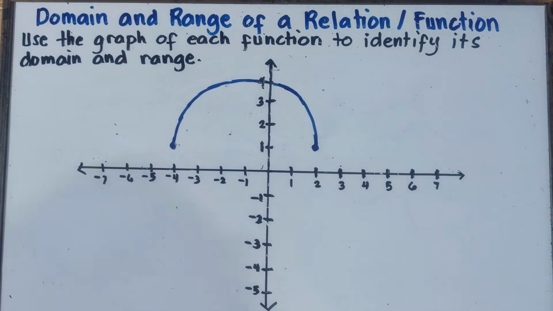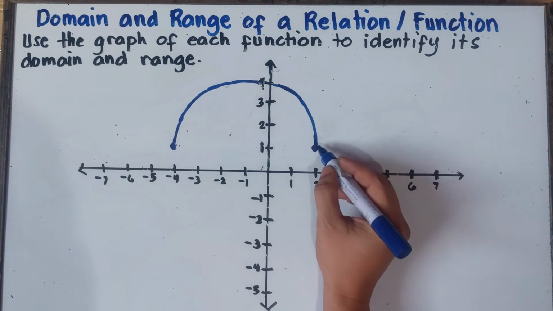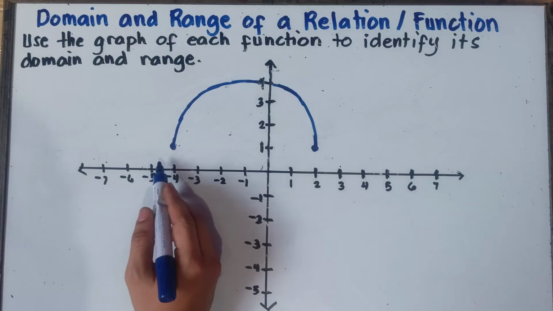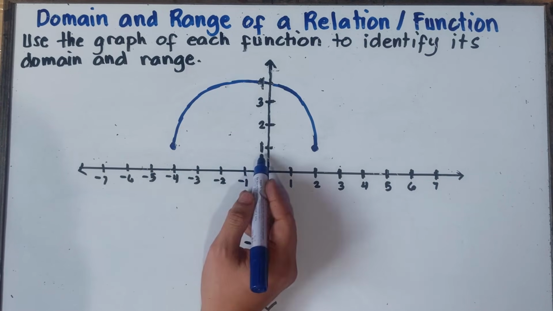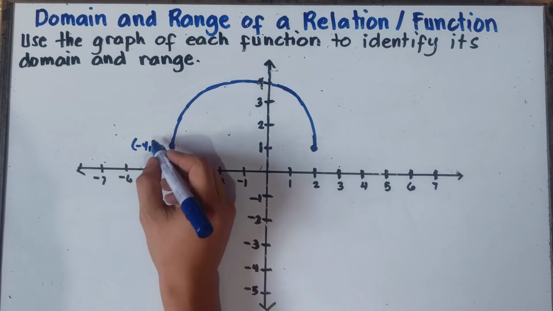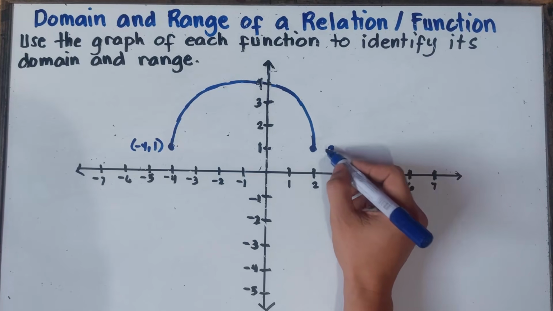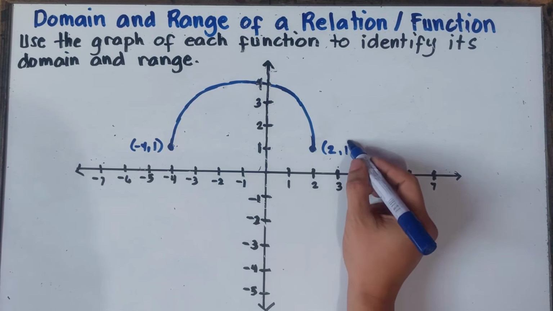Alright, so let's have example number 2. So this will be our graph. So we have a closed circle, and then another closed circle. So therefore, the ordered pair, we have negative 4 and then positive 1. So in this given point, there would be negative 4 for x and then positive 1 for y, right? And this one right here, we have x is positive 2 and then y is positive 1.